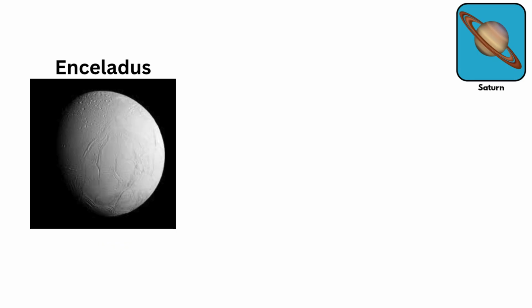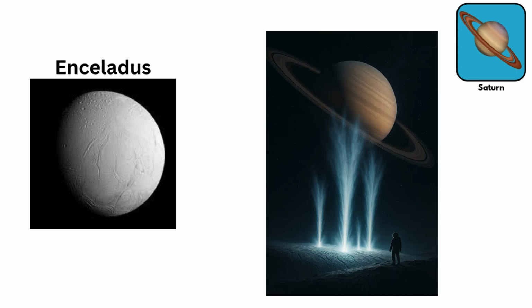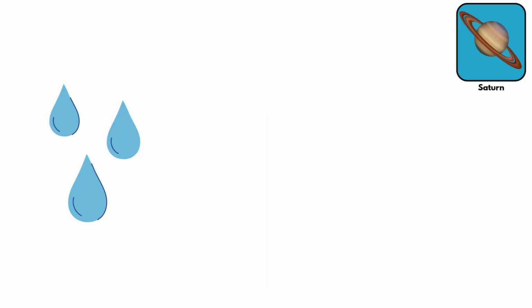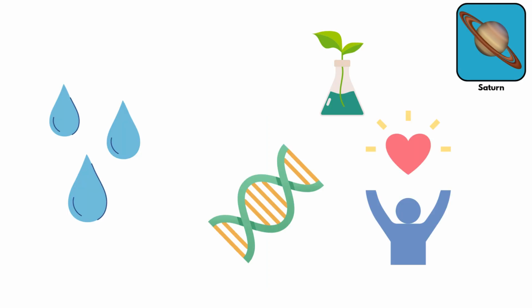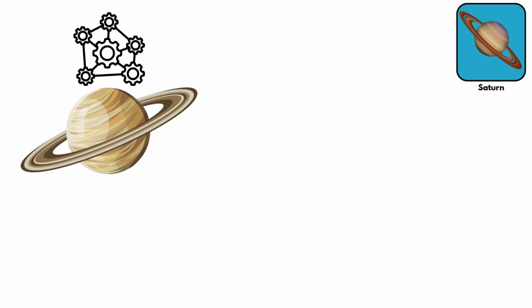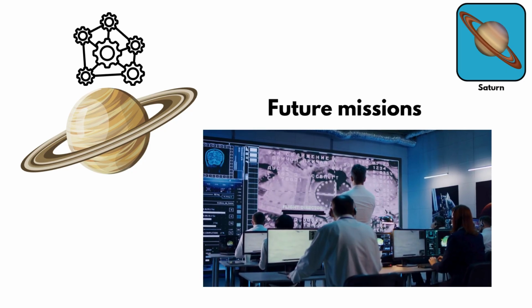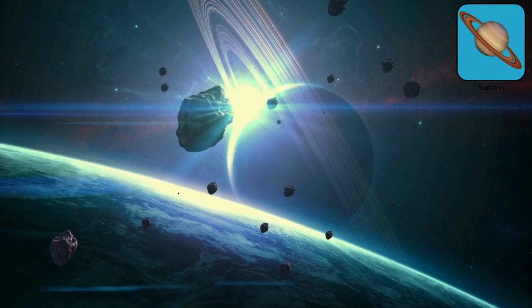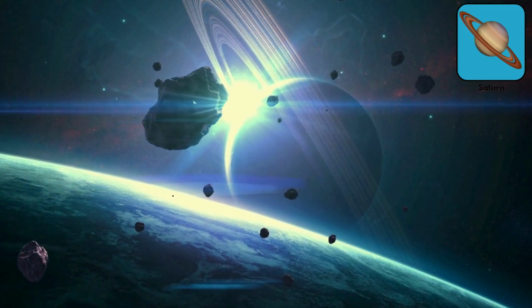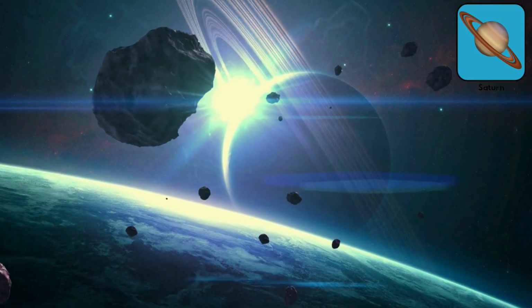And then there's Enceladus, one of Saturn's smaller moons, shooting water geysers out into space. Where there's water, there might be life. That's why Saturn's system is one of the top priorities for future missions. It's more than beautiful. It's a mystery box of potential life.